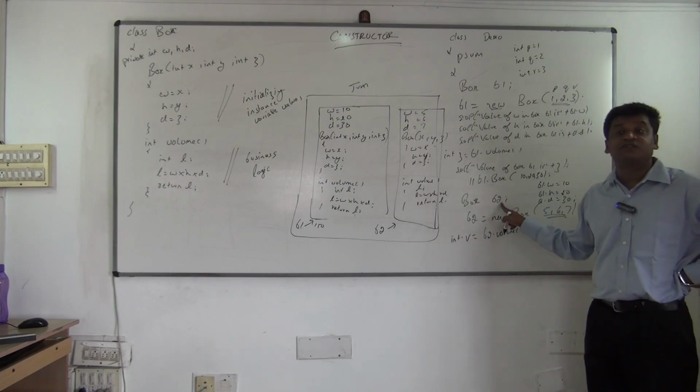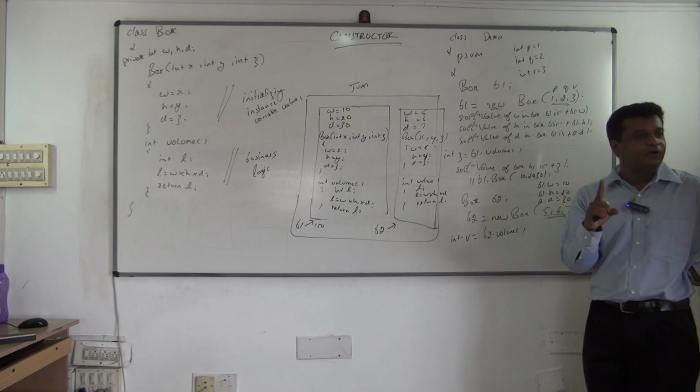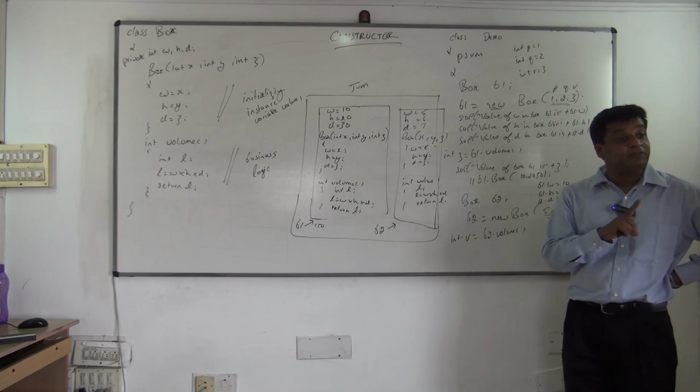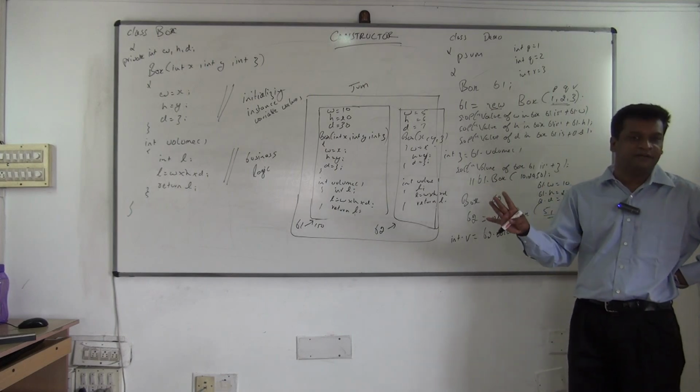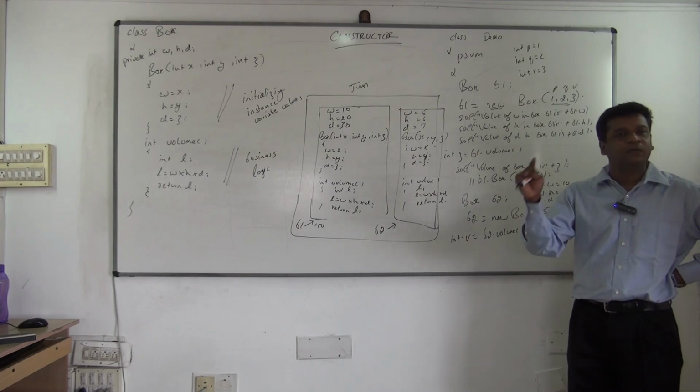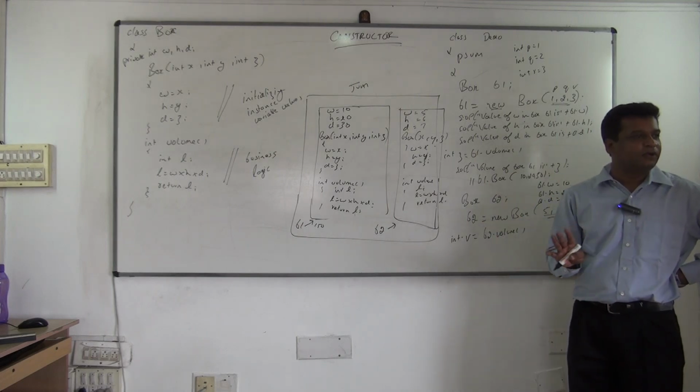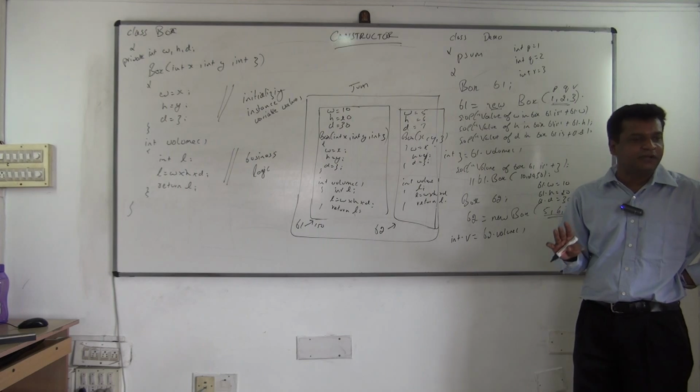So a constructor gets executed only once, remember that, during the creation of every new object. Whichever new object you create, one constructor executes only once. Are you clear with this? One constructor is executed only once.